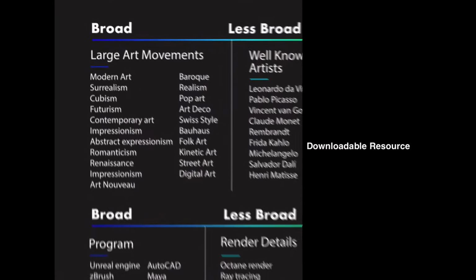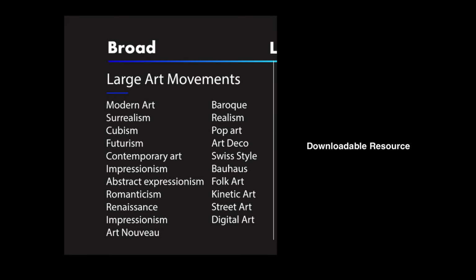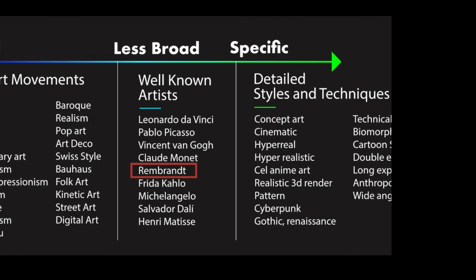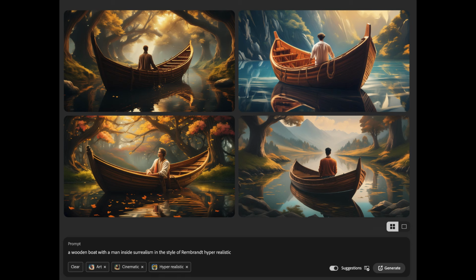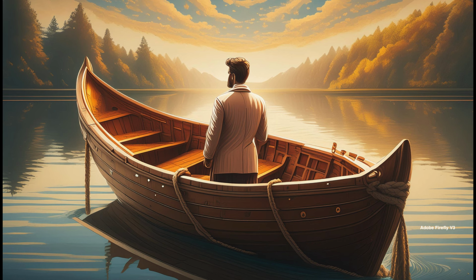We have some broad, large art movements you could start off with. So let's say I have that boat and I want to do a boat that is using surrealism. So you can say I have a wooden boat in a surrealism style, in the style of Rembrandt, and then you can go, I want this to be hyper-realistic. So you have these detailed styles and techniques, so you can have it be cel anime art, realistic 3D render. You could do all these different styles and techniques, and you can layer all these on top of each other to make a really accurate description of what you're looking for.